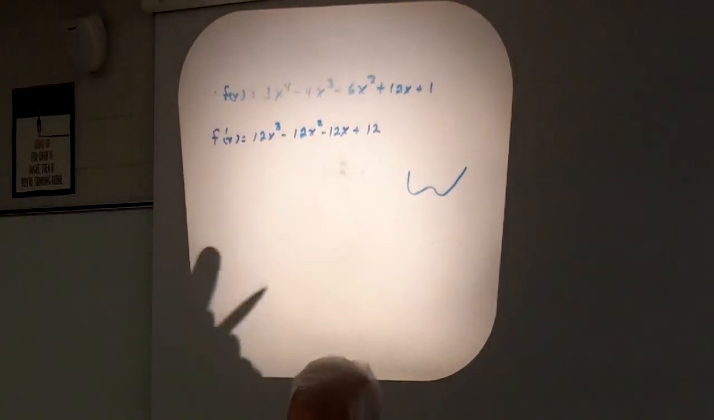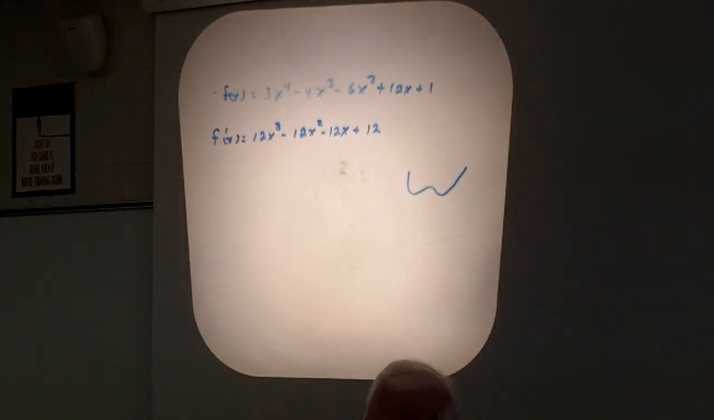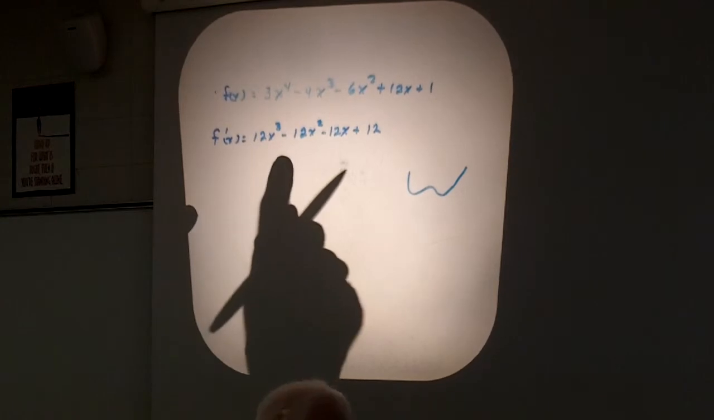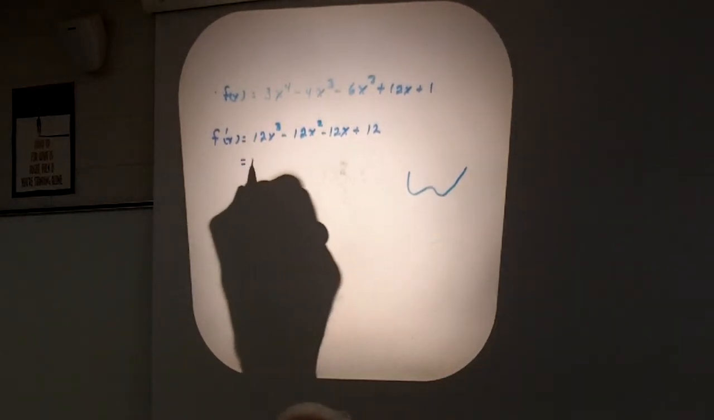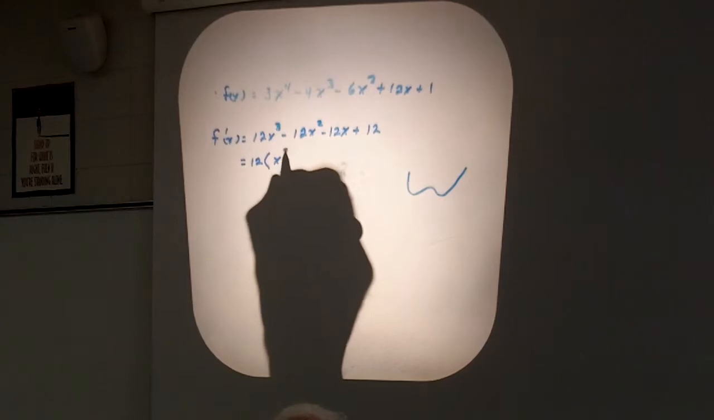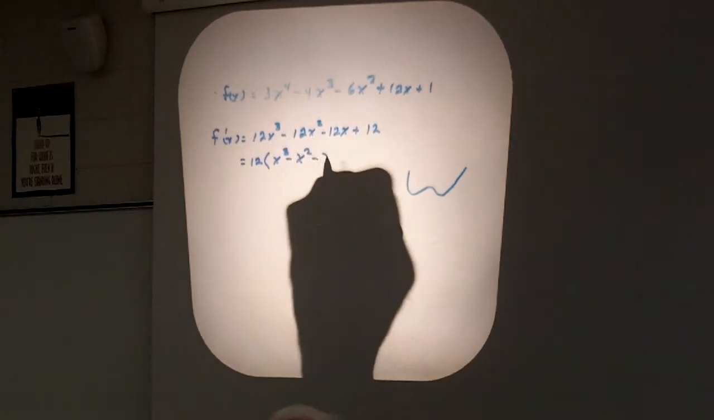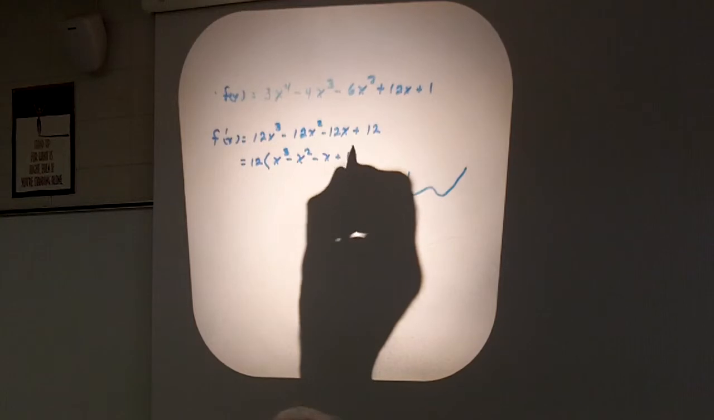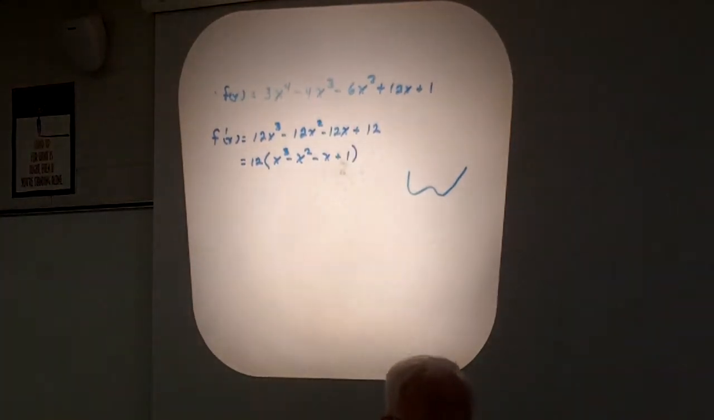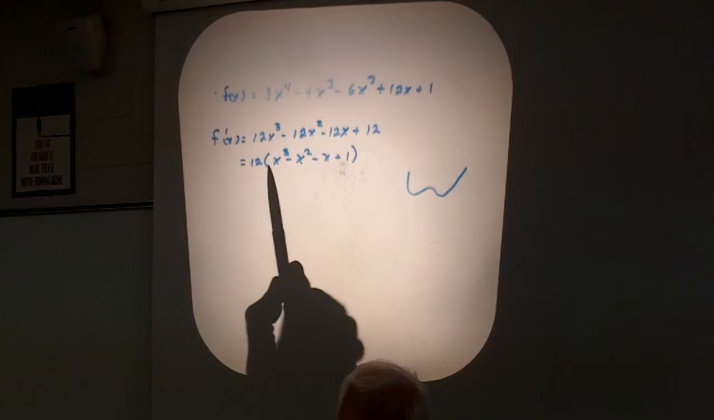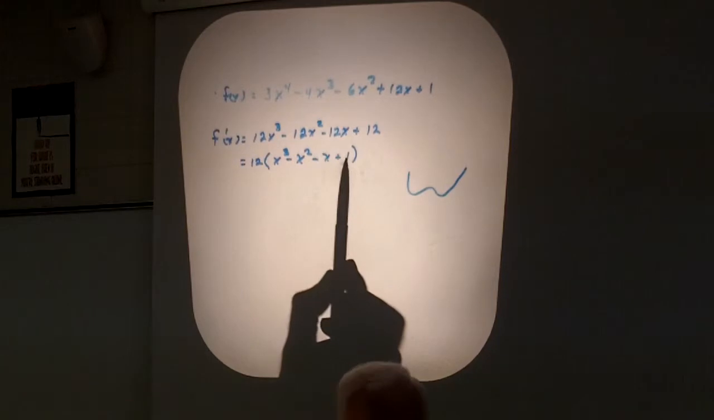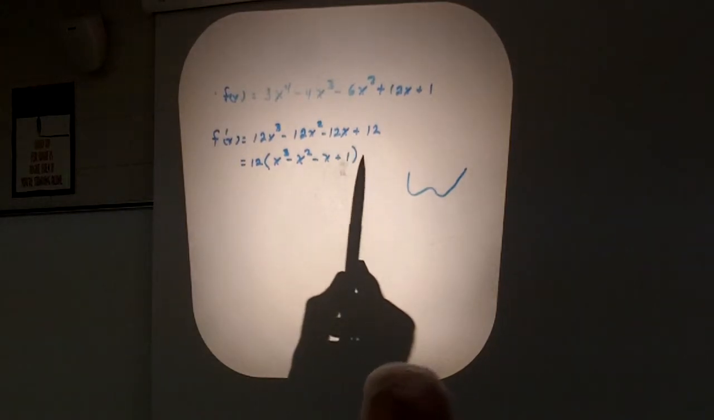When I taught you how to factor these things, there's something you should remember how to do quickly, because thirds are not always so easy. I'll take a 12 out first, and then I have x cubed minus x squared minus x plus 1. Notice the sum of the coefficients: 1 minus 1 minus 1 plus 1 is 0. So 1 is going to be a solution.